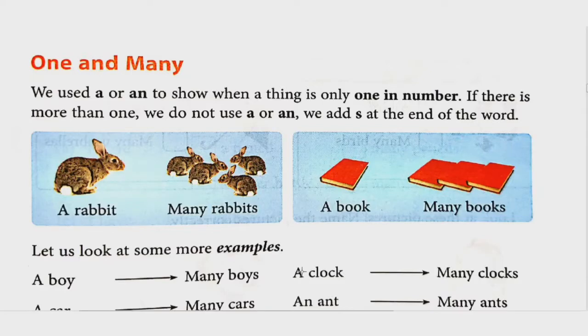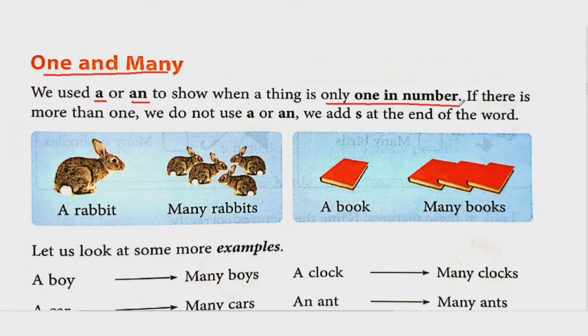So students, all of you, I hope you have watched the video of a and an, that is article. Now in this video we are going to discuss the grammar section. Topic name is one and many of class 1. Okay, so one and many. Let's read. We used a or an to show when a thing is only one in number.